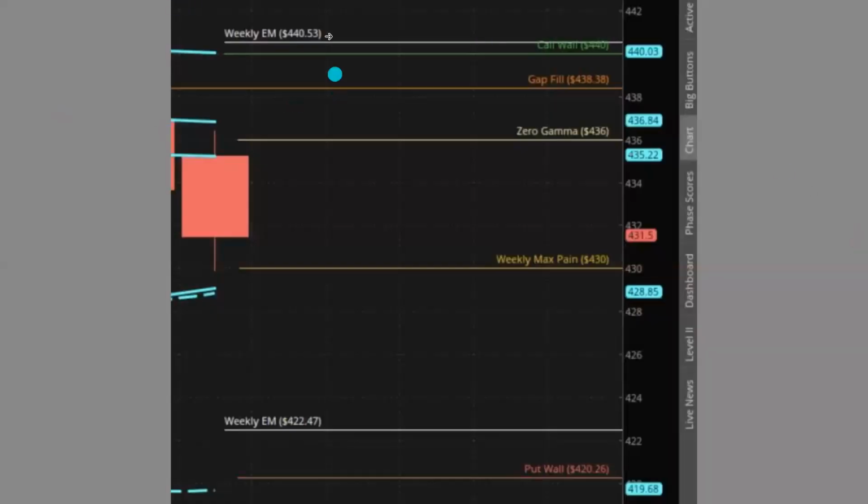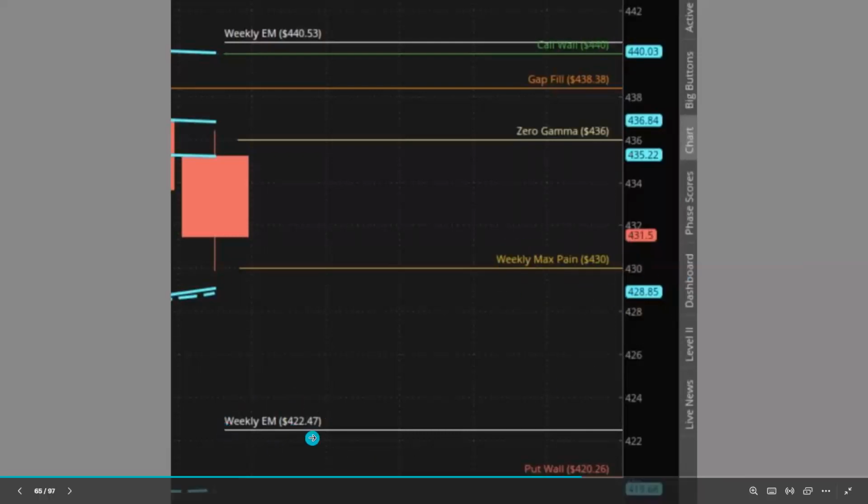Now, these are all of our key levels for the SPY index for today. Right, we're going to break down what those key levels are and how we got them. But your zero gamma level is going to be at 436. We have a gap fill up above at 438.38. Our call wall is going to be at $440, and the upper range of the weekly expected move is going to be $440.53. Now, your weekly max pain level is going to be $430.